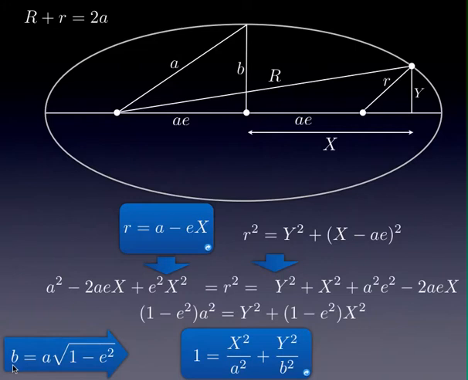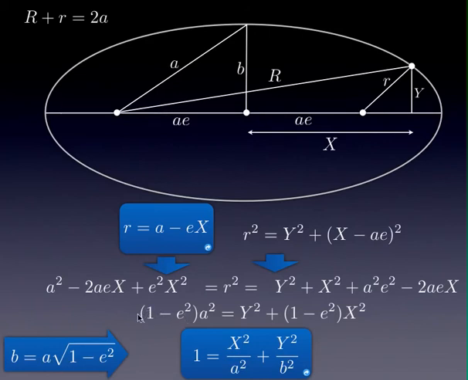If we use the fact that the semi-minor axis is related to a in this way, which can be directly seen by viewing this triangle. So this is the semi-minor axis, and since the sum of the distances to the two foci is always constant and equals 2 times a, this part of the triangle has to be a. And then again using the Pythagorean theorem, we can relate b to a and the eccentricity in this relation.